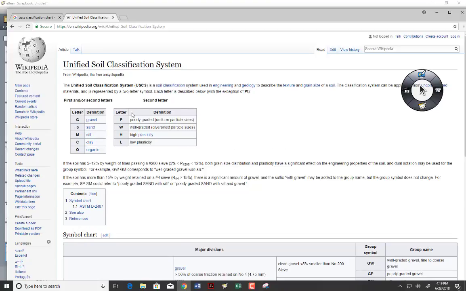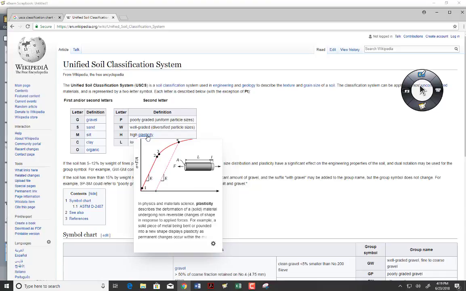Then, the secondary letter is poorly graded, well graded, high plasticity, low plasticity. Plasticity is your moisture range. If you have a high plasticity, you have a large difference between the liquid limit and the plastic limit.